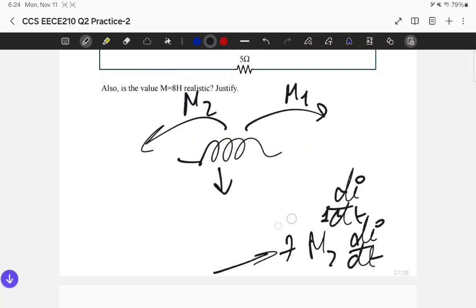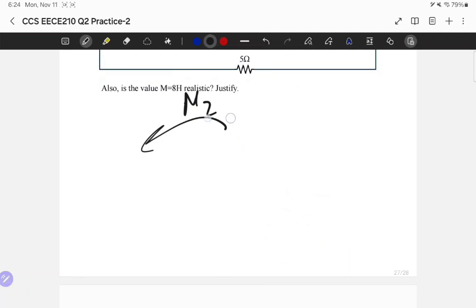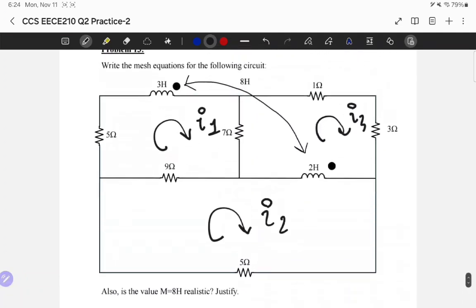Back to our problem. The idea of mutual coupling and the signs relating to it is given by the dot convention. If you notice, every coil or every inductor has this dot. What is this? The idea behind it is that it signifies the dot convention. What does the dot convention say?